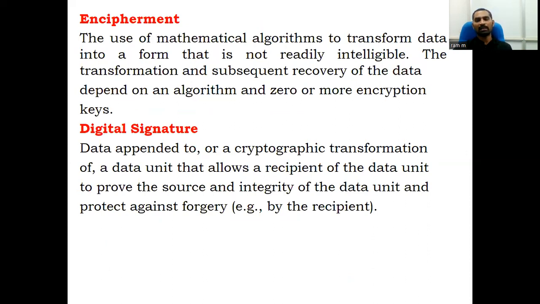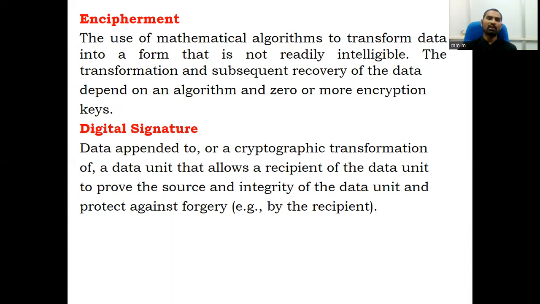So we know encipherment is that the normal plain text that needs to be transferred between two communicating entities A and B is converted into an unreadable format using either a classical encryption technique or some symmetric or asymmetric algorithms. That is another case we'll see later. So they will use some mathematical algorithms to transform data into a form that is not readily intelligible. Intelligible means readable. The transformation and subsequent recovery of the data depend upon the algorithm and zero or more encryption keys.